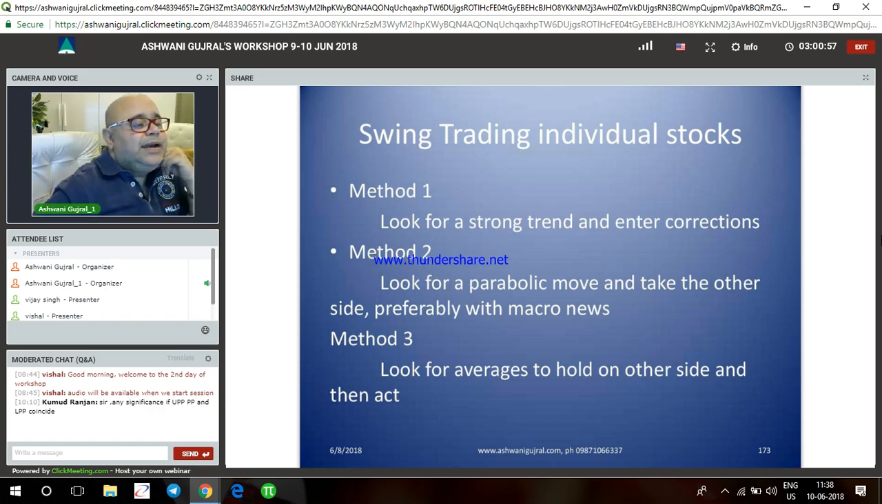Swing trading individual stocks. Method 1: look for strong trending stocks which are in phase 2 or phase 4. The opposite applies on the downside after the distribution phase, when you have the markdown phase. Method 2: look for a parabolic move. This method I had explained yesterday with Avanti Feed. This is applicable both on the downside as well as the upside.